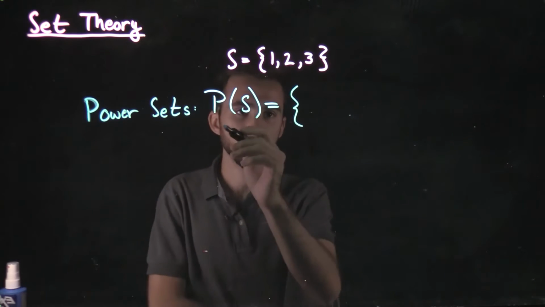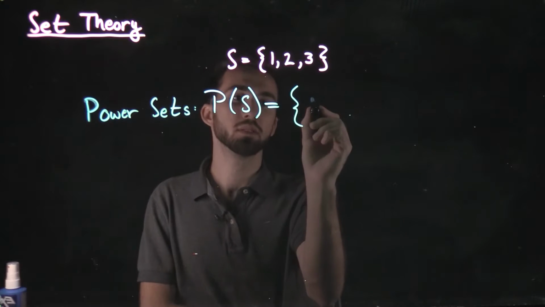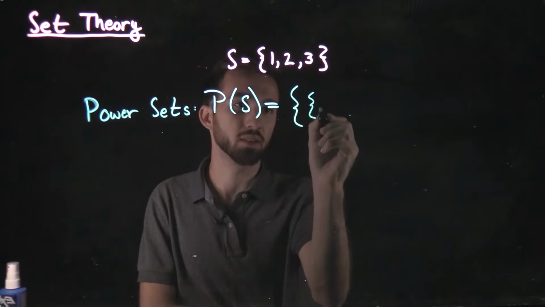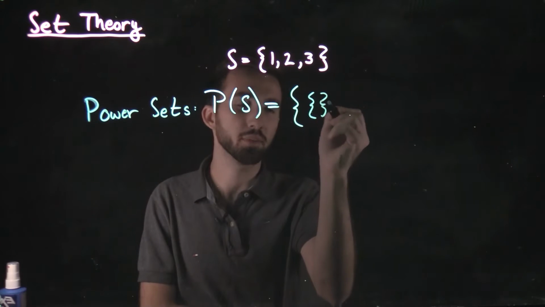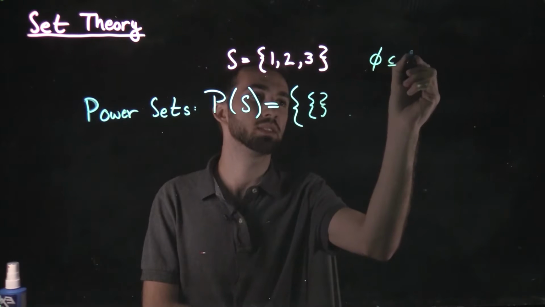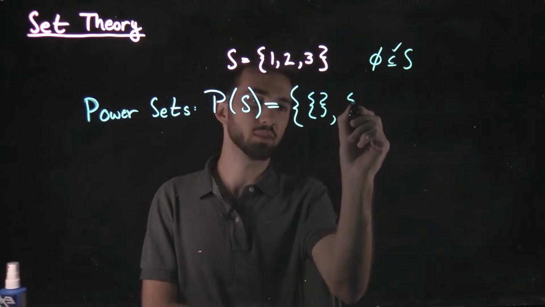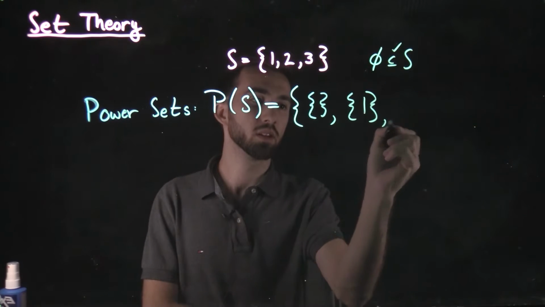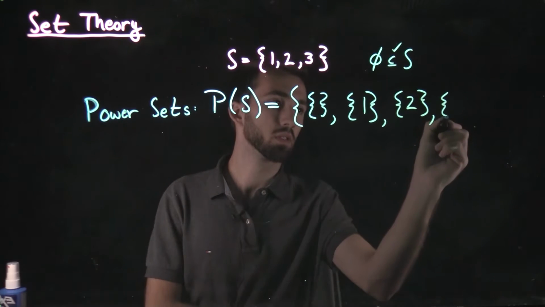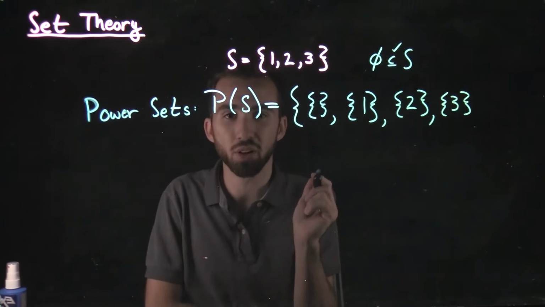So let's start writing out some subsets of S, right? Well, one subset of S is just nothing, the empty set, right? The empty set is a subset of everything, right? So the empty set is in fact a subset, so that goes in here. Well, there's the subset 1. There's the subset 2. 3. So these are all the single element subsets.